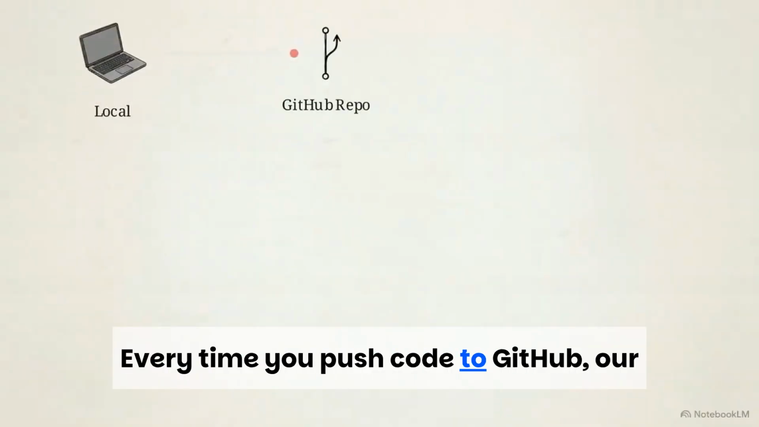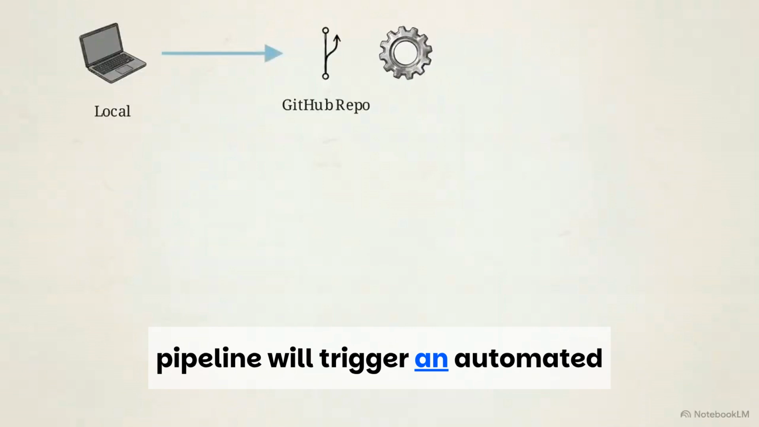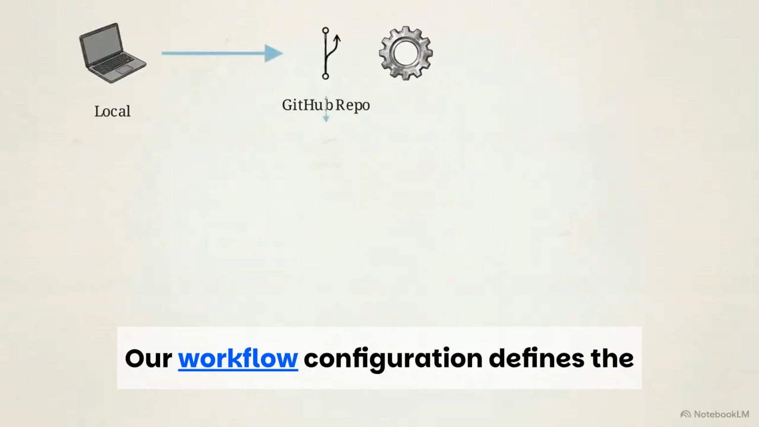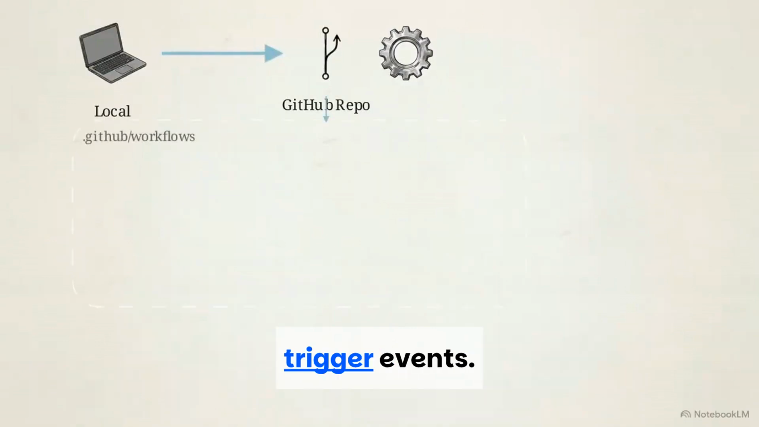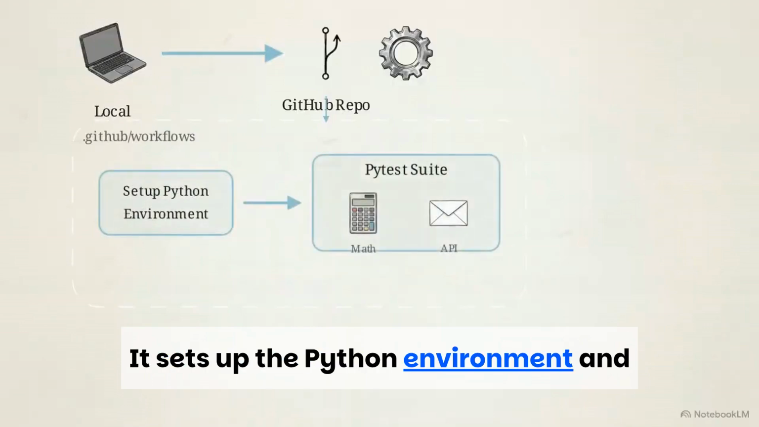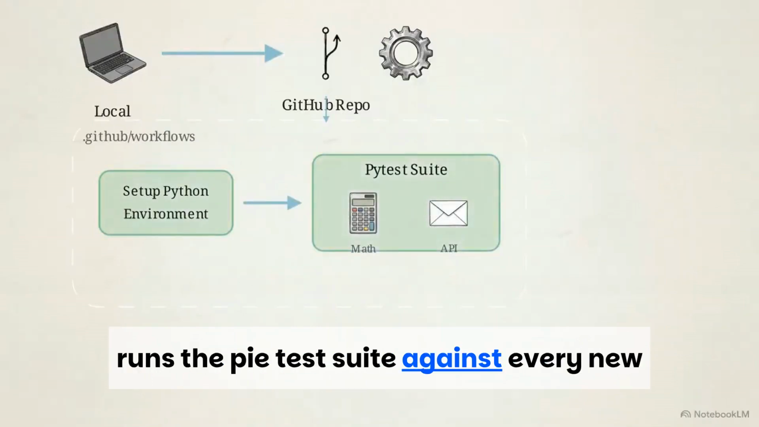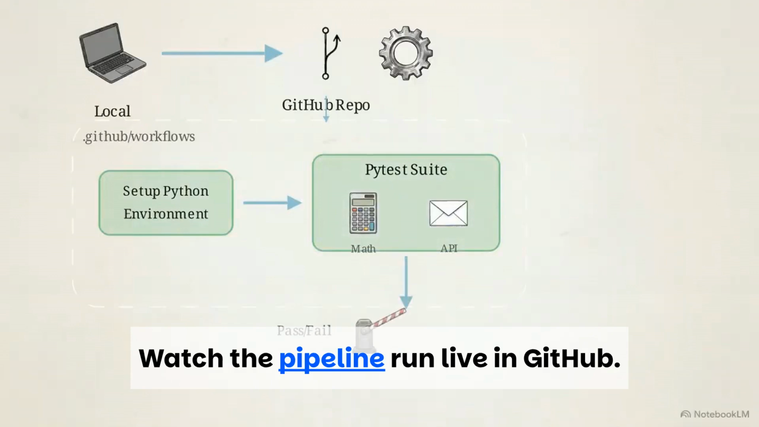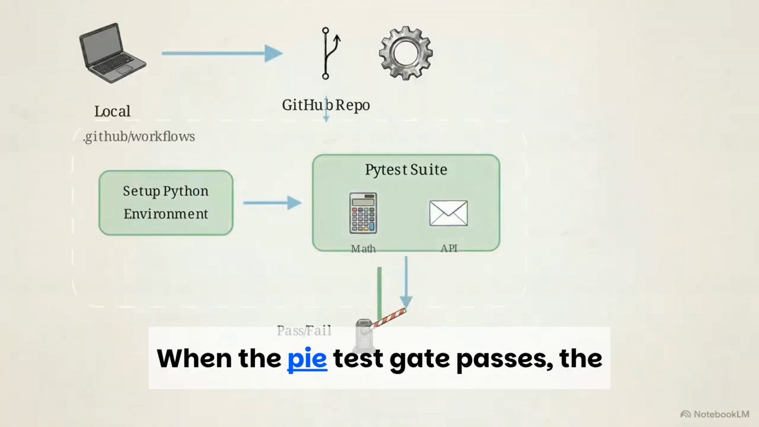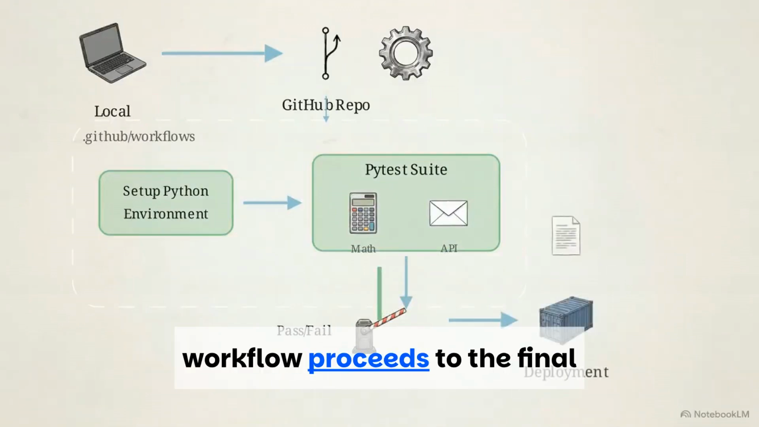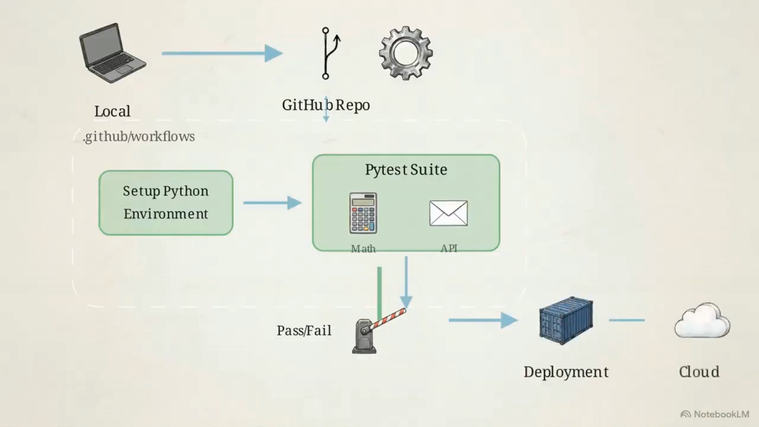Every time you push code to GitHub, our pipeline will trigger an automated testing sequence. Our workflow configuration defines the trigger events. It sets up the Python environment and runs the Pytest suite against every new commit. Watch the pipeline run live in GitHub. When the Pytest gate passes, the workflow proceeds to the final deployment stage.